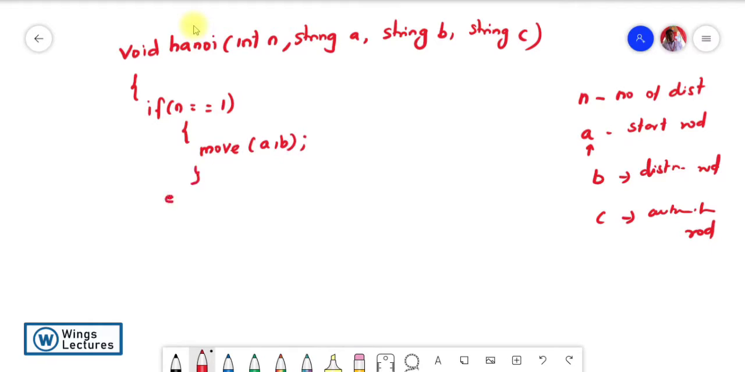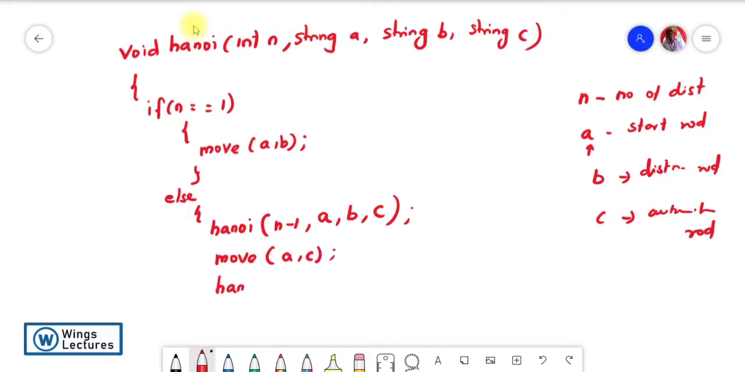Else, if there is more than one disk, we are going to call the function again recursively for n minus 1 disks, with the input n minus 1, from A to B using C. Then after that you have to move from A to C, and again we call the function recursively, the Tower of Hanoi, for n minus 1 disks from B to C by using A. While seeing the example, you will know how it works. So let's start with the example.